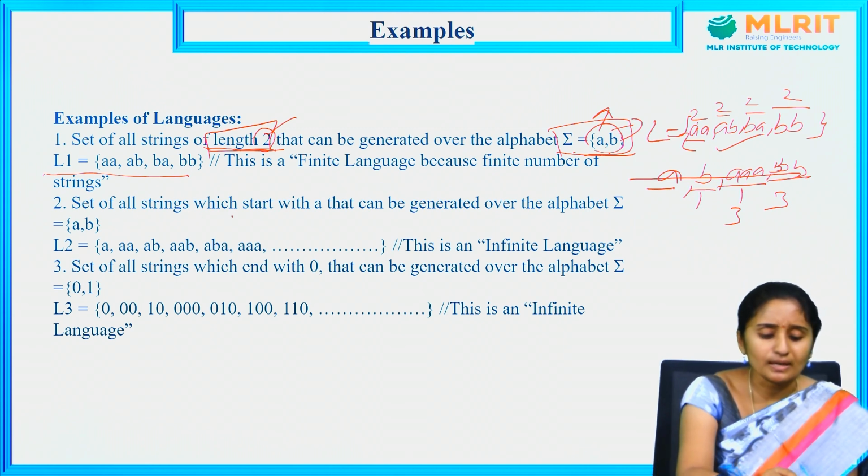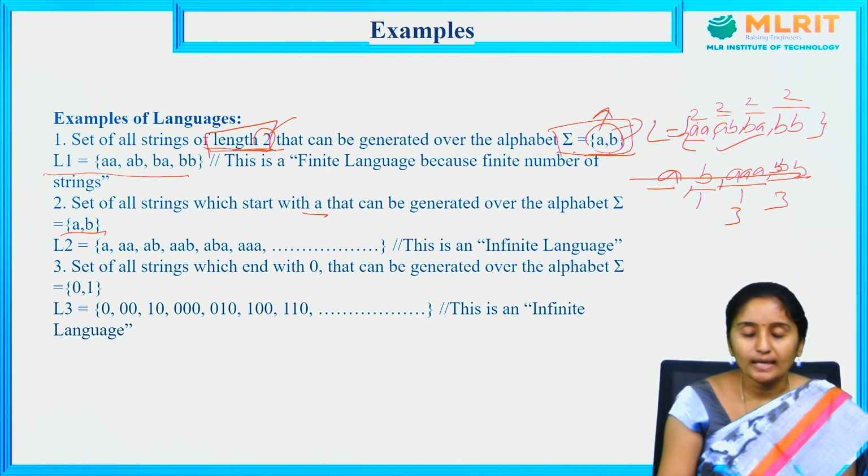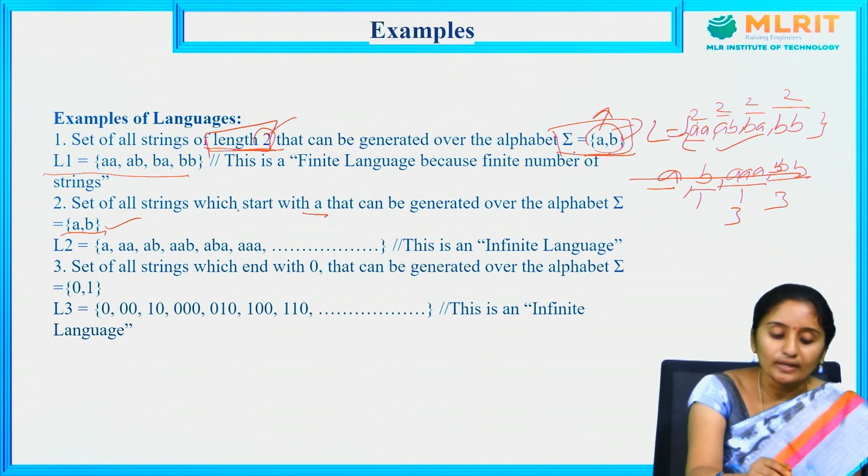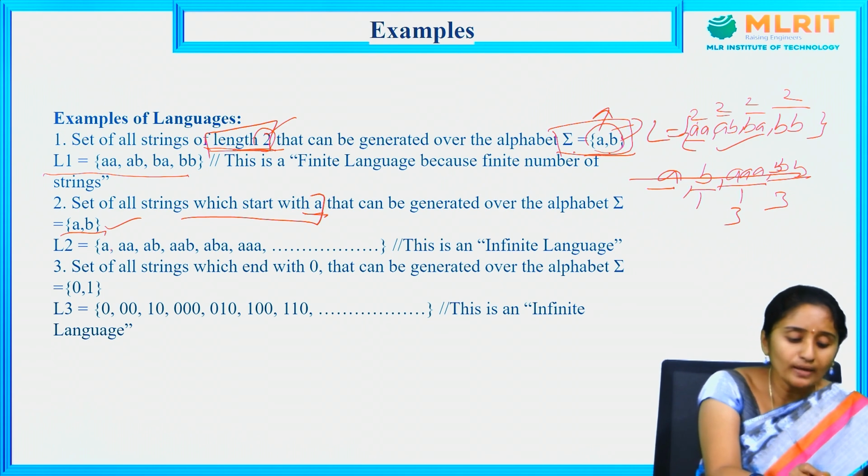Set of all strings which start with A that can be generated over the alphabet {A, B}. So they gave sigma equal to A, B as the alphabet, and what is the condition they gave? That it should start with A. In my language, the only requirement is that the starting letter should be A. So how have we written it?